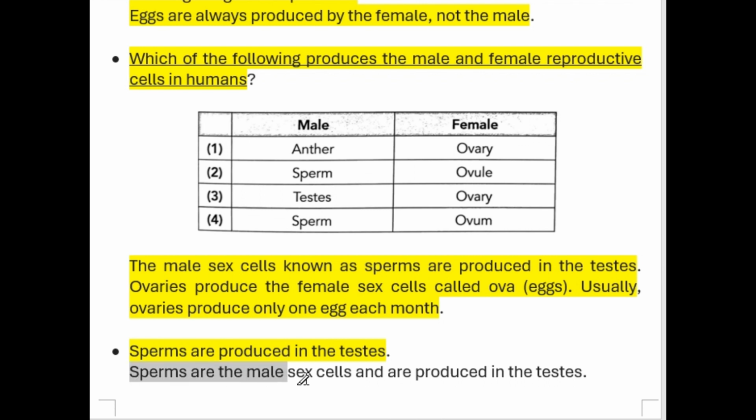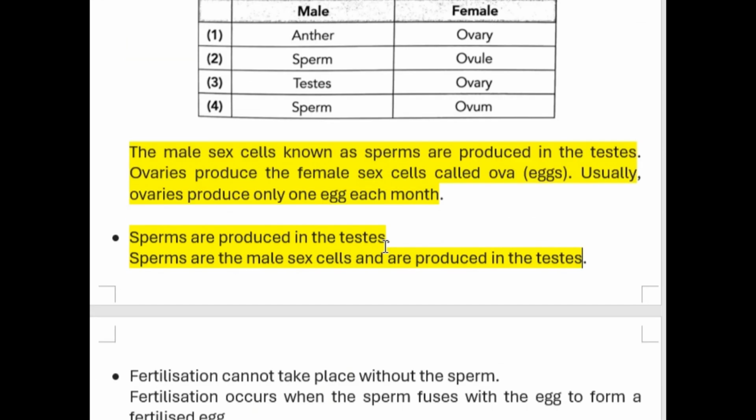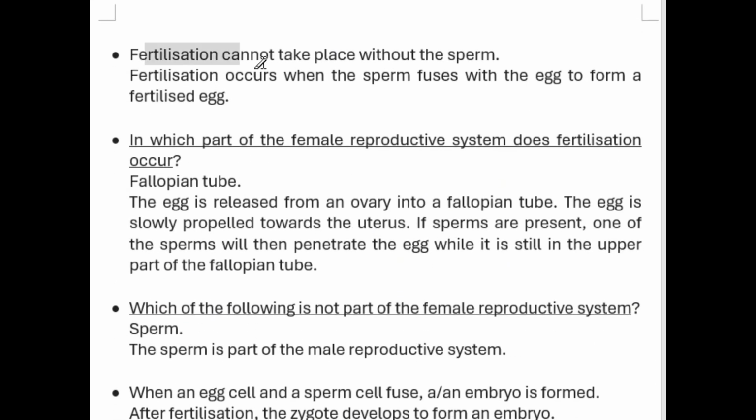Sperms are the male sex cells and are produced in the testes. Fertilization cannot take place without the sperm. Fertilization occurs when the sperm fuses with the egg to form a fertilized egg.